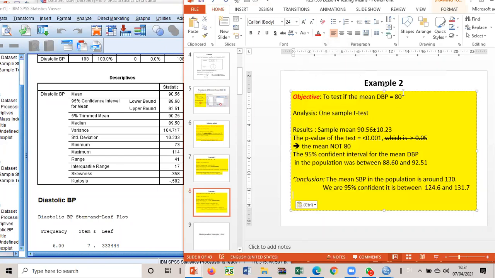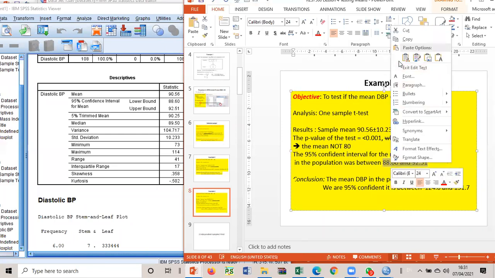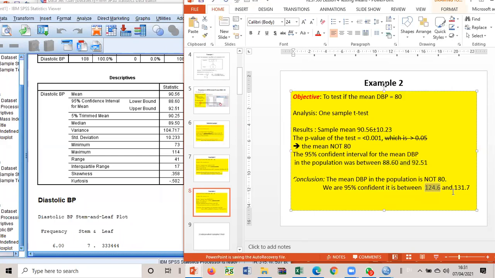First answer this: is the mean DPP in the population 80? No, it's not 80. Is it more than 80? Yes. What is the interval? The interval is 88.6 and 92.51. Right, and that's how you answer it.